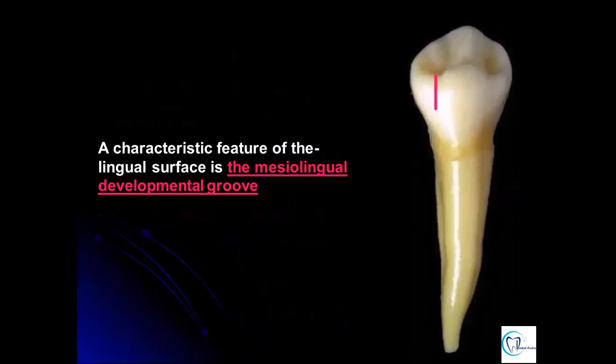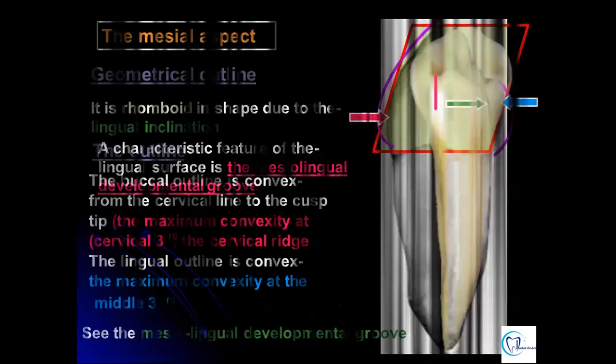A characteristic feature seen in the mandibular first premolar is the presence of a developmental groove mesiolingually. So there is a mesiolingual developmental groove which can be appreciated from the lingual anatomy of mandibular first premolars.